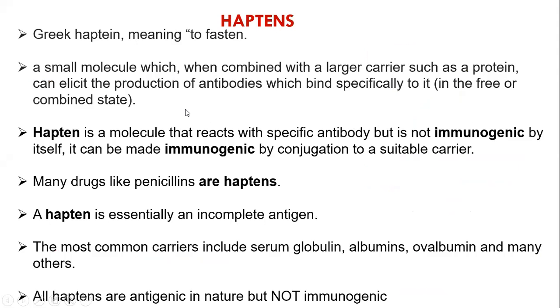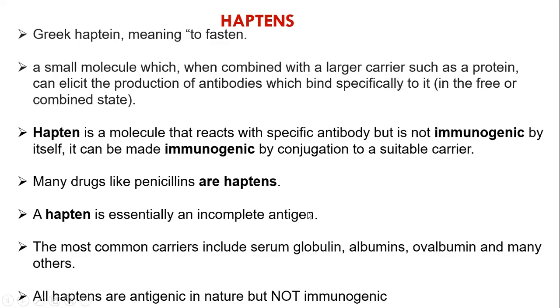Coming on to another molecule called haptens. Haptens are also specific, like adjuvants, but the term adjuvant is derived from Greek, meaning to hasten the immune response. A hapten is a small molecule. It may be combined with a large carrier molecule such as a protein. We will see in the next slide. It is basically an antigen. It may combine with a specific protein molecule or protein structure. It may be immunogenic. Many drugs like penicillins are haptens.